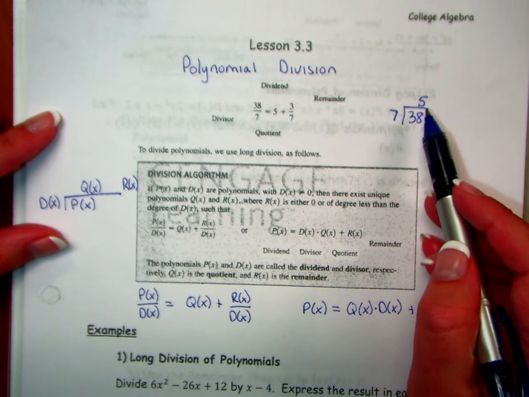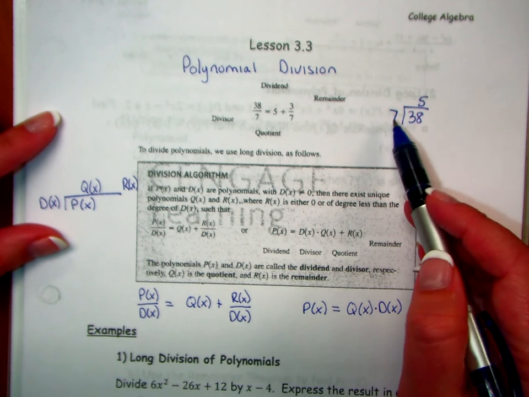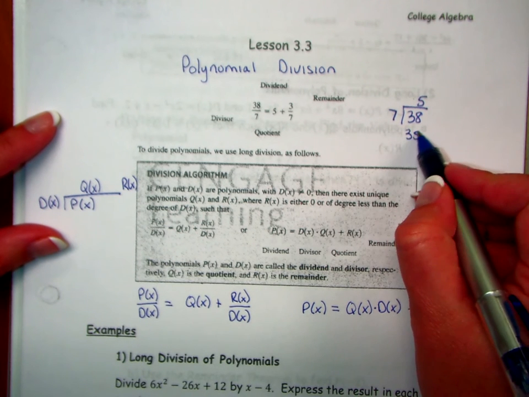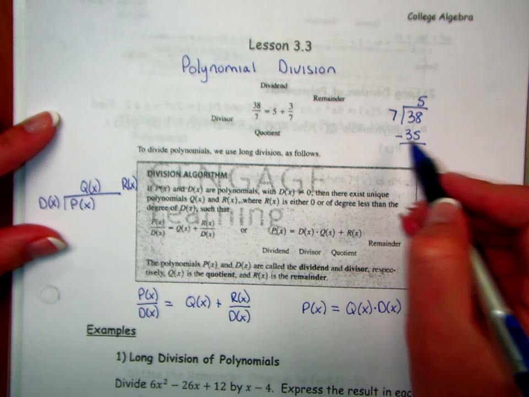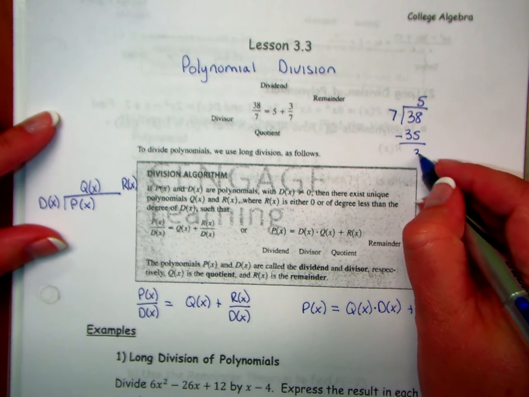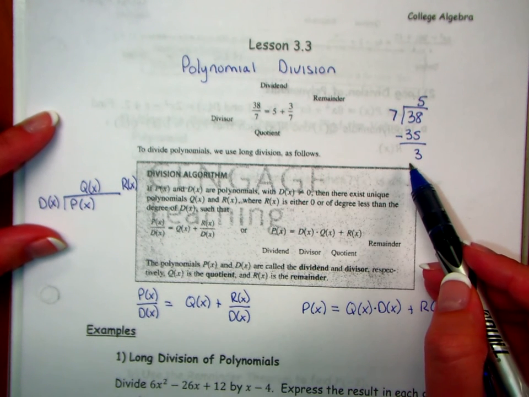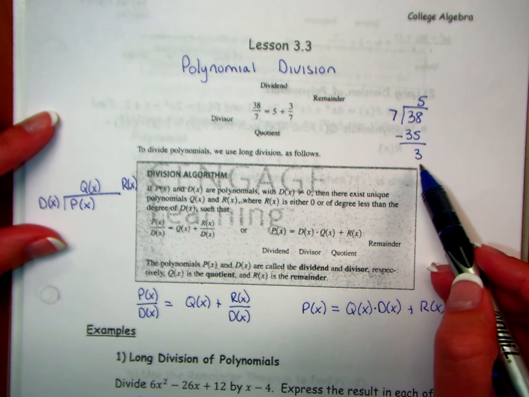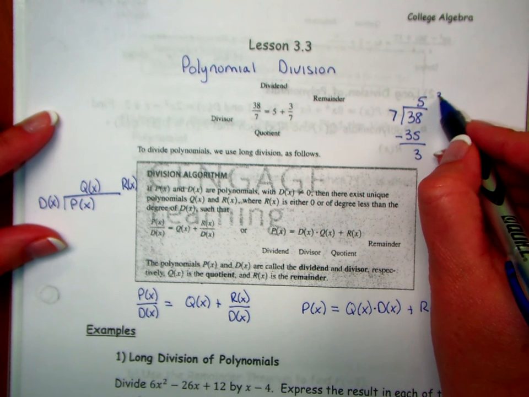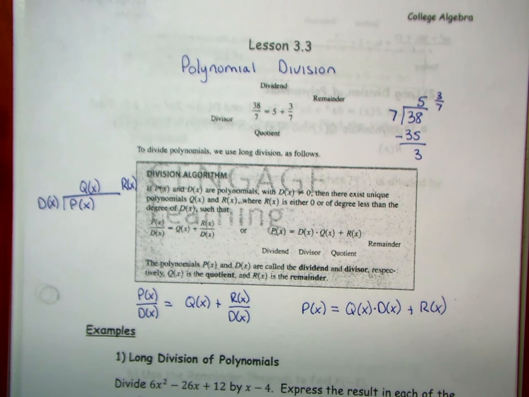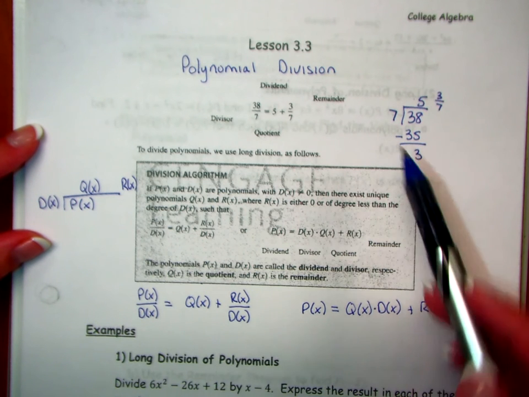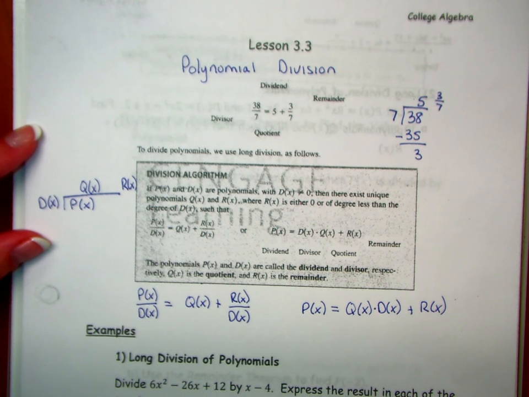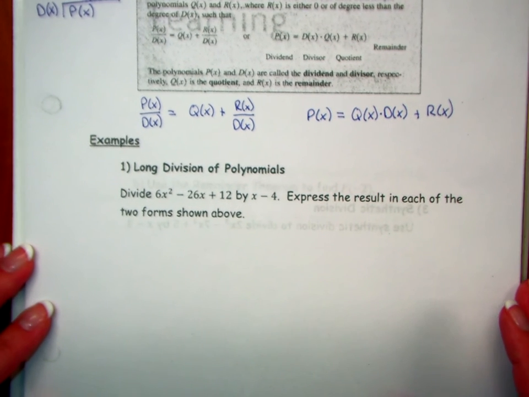The next step in long division is we need to multiply these. 7 times 5 is 35. The next step is we're going to subtract, 38 minus 35, which is 3. 3 is less than 7, so we can't divide anymore. So this is our remainder. I'm going to put 3 over 7. So the answer is 5 and 3/7. We're going to do the same kind of pattern when we do the long division with polynomials. So let's go ahead and set this one up.